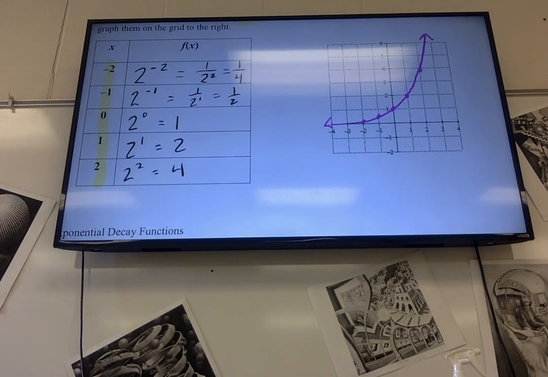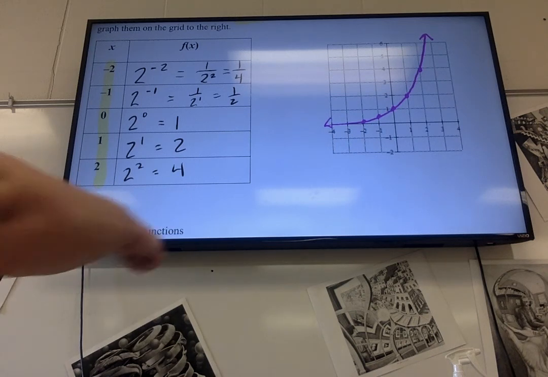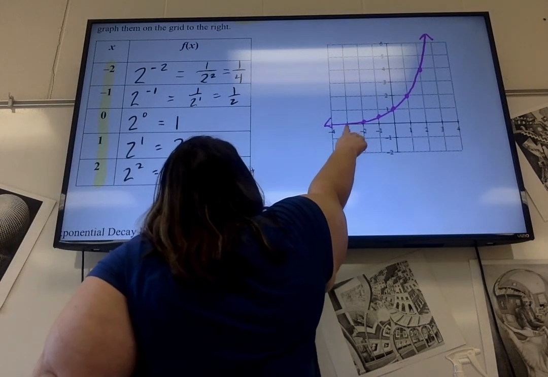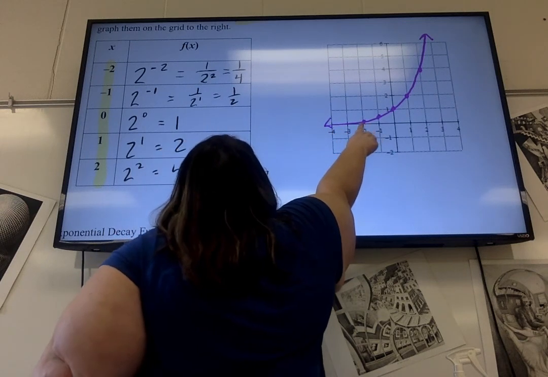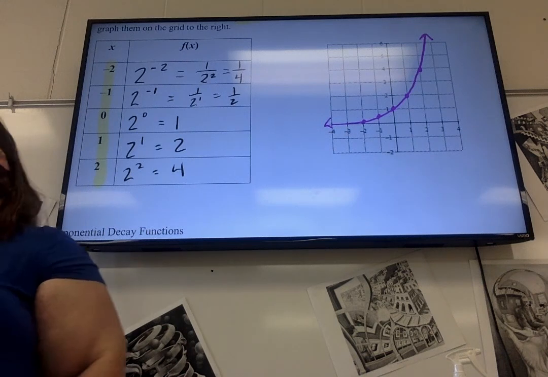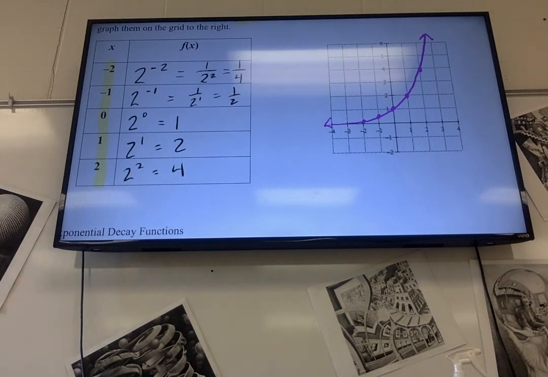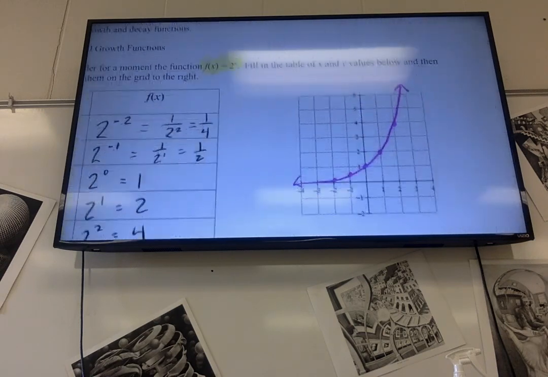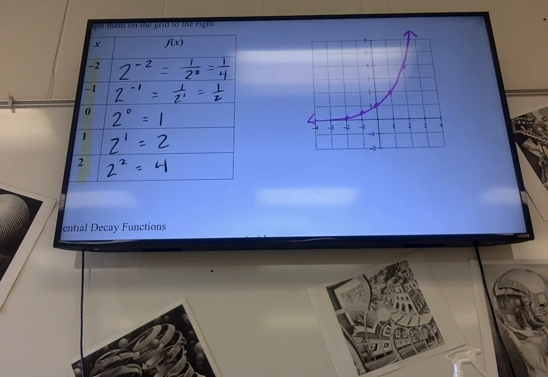Where do you think the horizontal asymptote is? 0. Yep. It's because this line is getting closer and closer to the x-axis. It's not supposed to ever touch it. So I'm going to draw in a dotted line there.